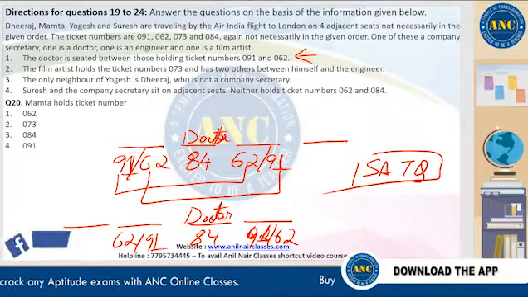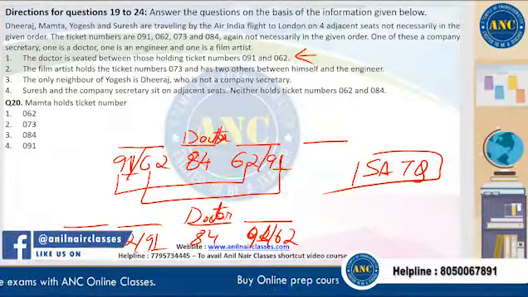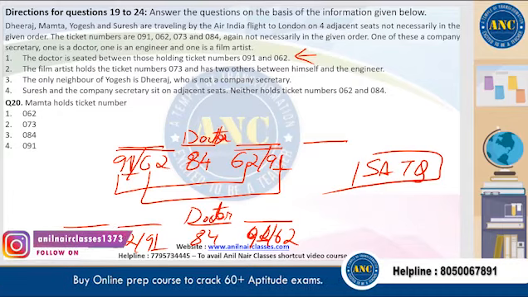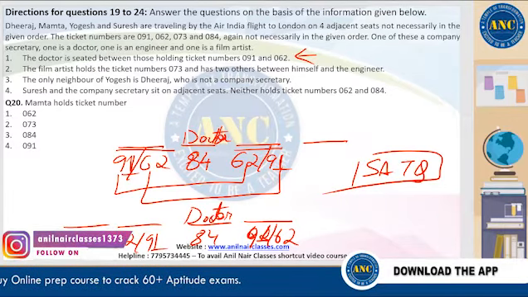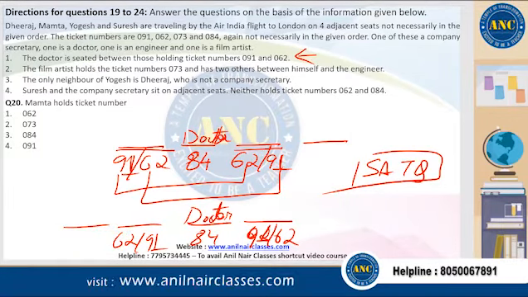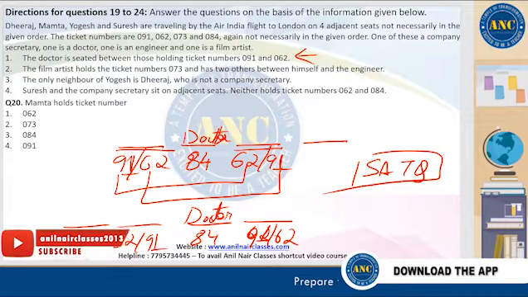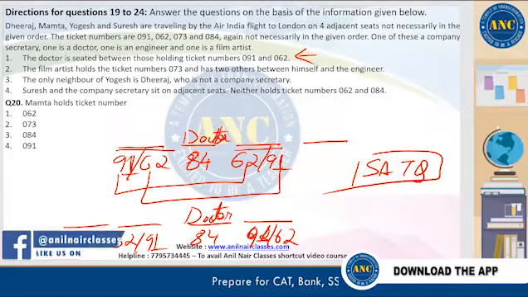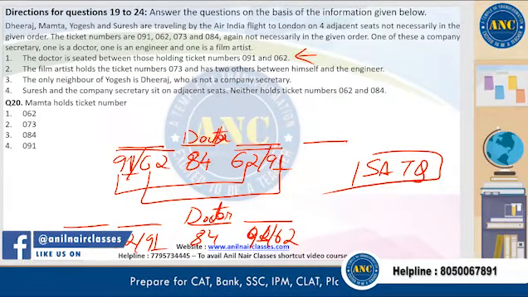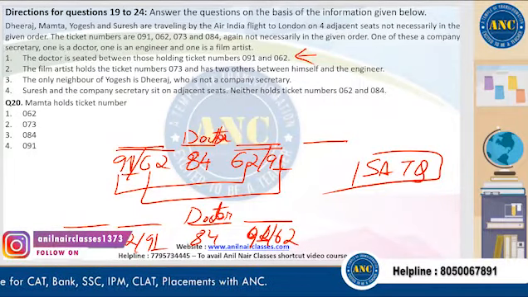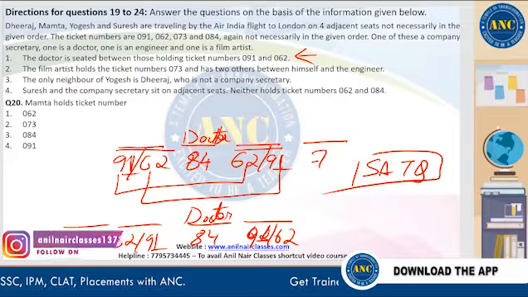Okay, so coming back, the doctor is seated between the person holding ticket number 91 and 62. So the doctor could hold ticket number 73 or 84. We saw the second statement: the film artist holds ticket number 73 and has two other people sitting between himself and the engineer. So the film artist is 73, the doctor cannot be 73, the doctor has to be 84, and this has to be ticket number 73.